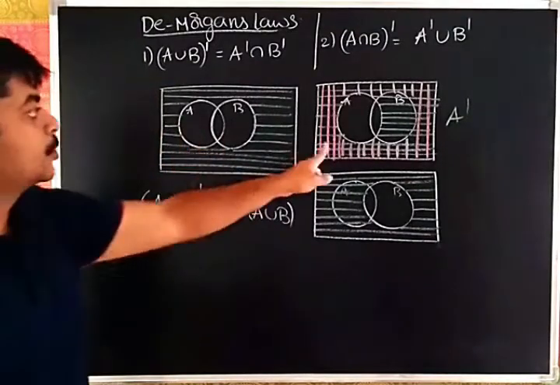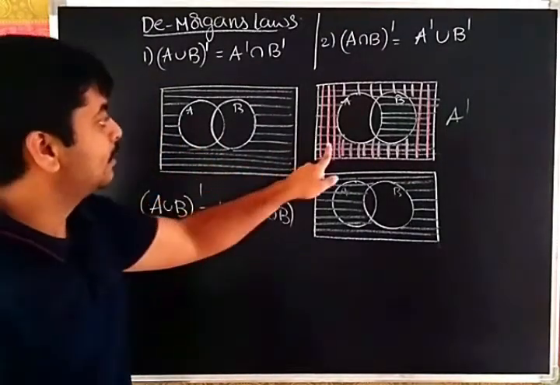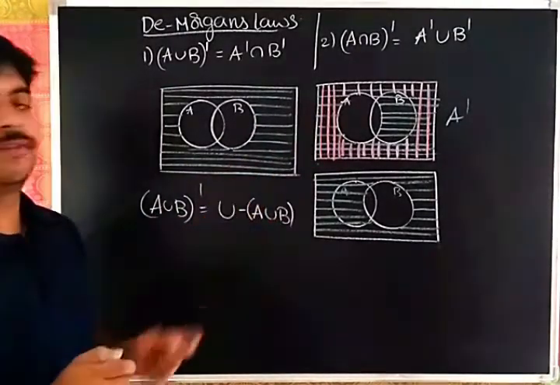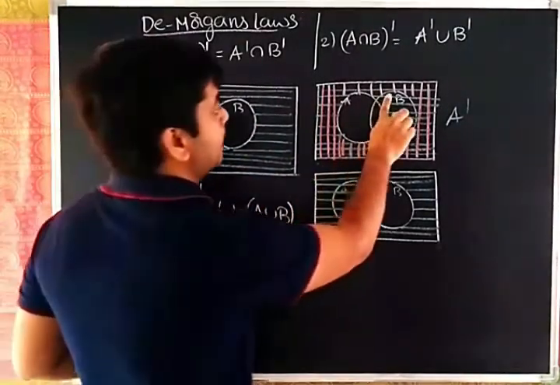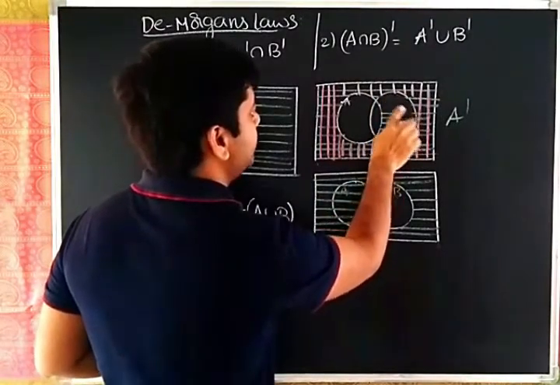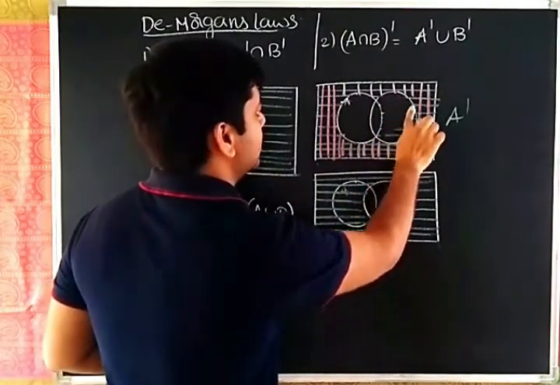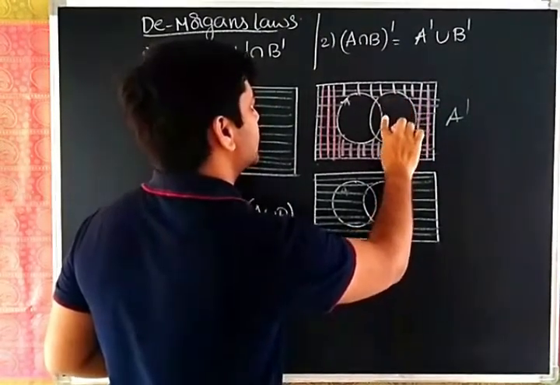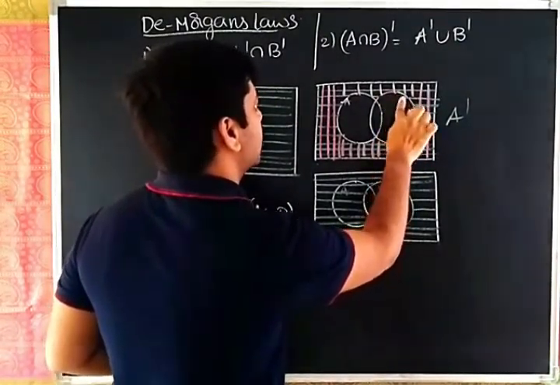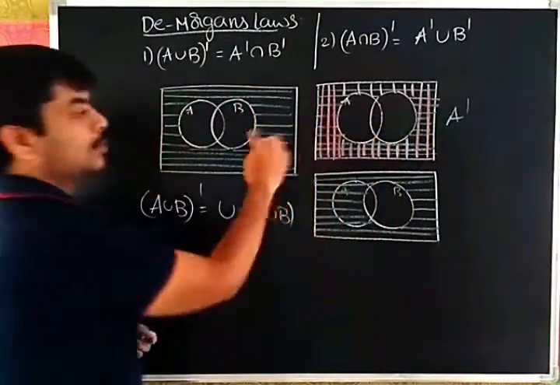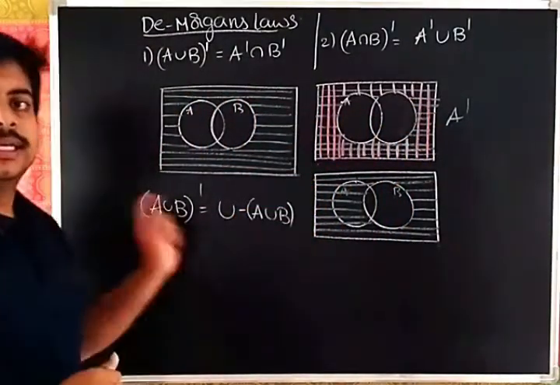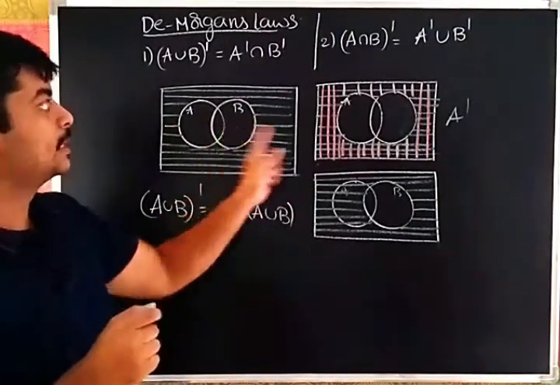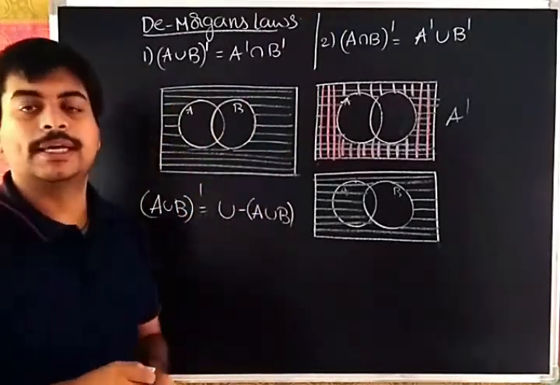So are these two equal? This shaded region and this red part, are these two equal? Yes, these two are equal if you carefully observe. This part will not be there anymore, this is not the common region. So now you can see that these two are giving us the same shaded region. So we can say that these two are equal.